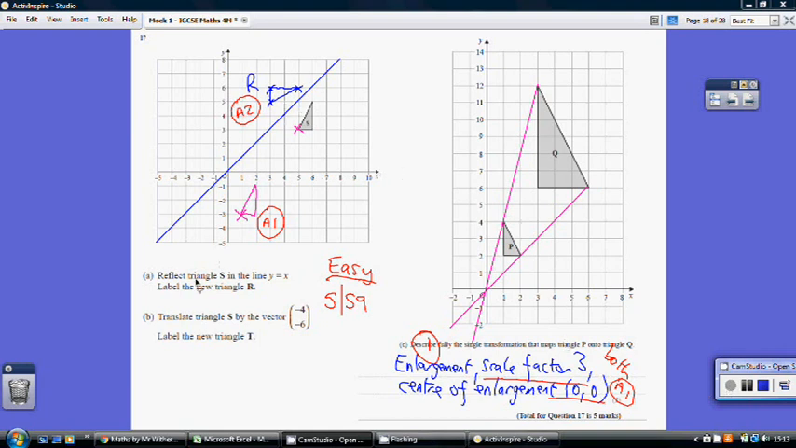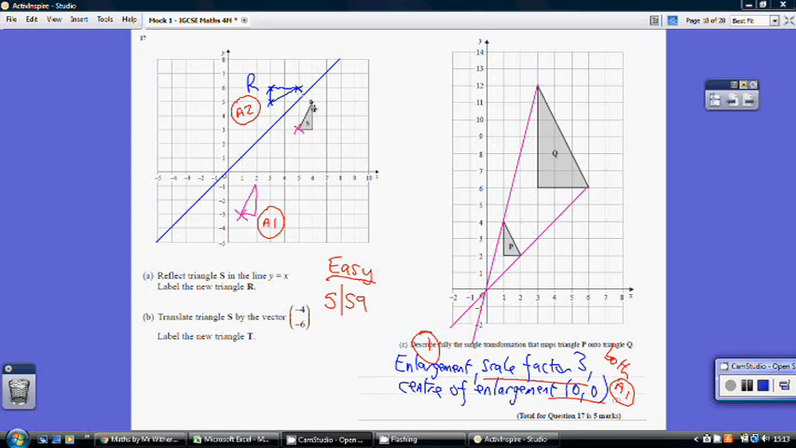Question 17. So we've got to reflect triangle S in the line y equals x. Now that's this diagonal line here, where every point on the line, the x coordinate equals the y coordinate. For example, 1, 1, or 2, 2, or 3, 3. The y coordinate and the x coordinate are the same. So that's our mirror line.